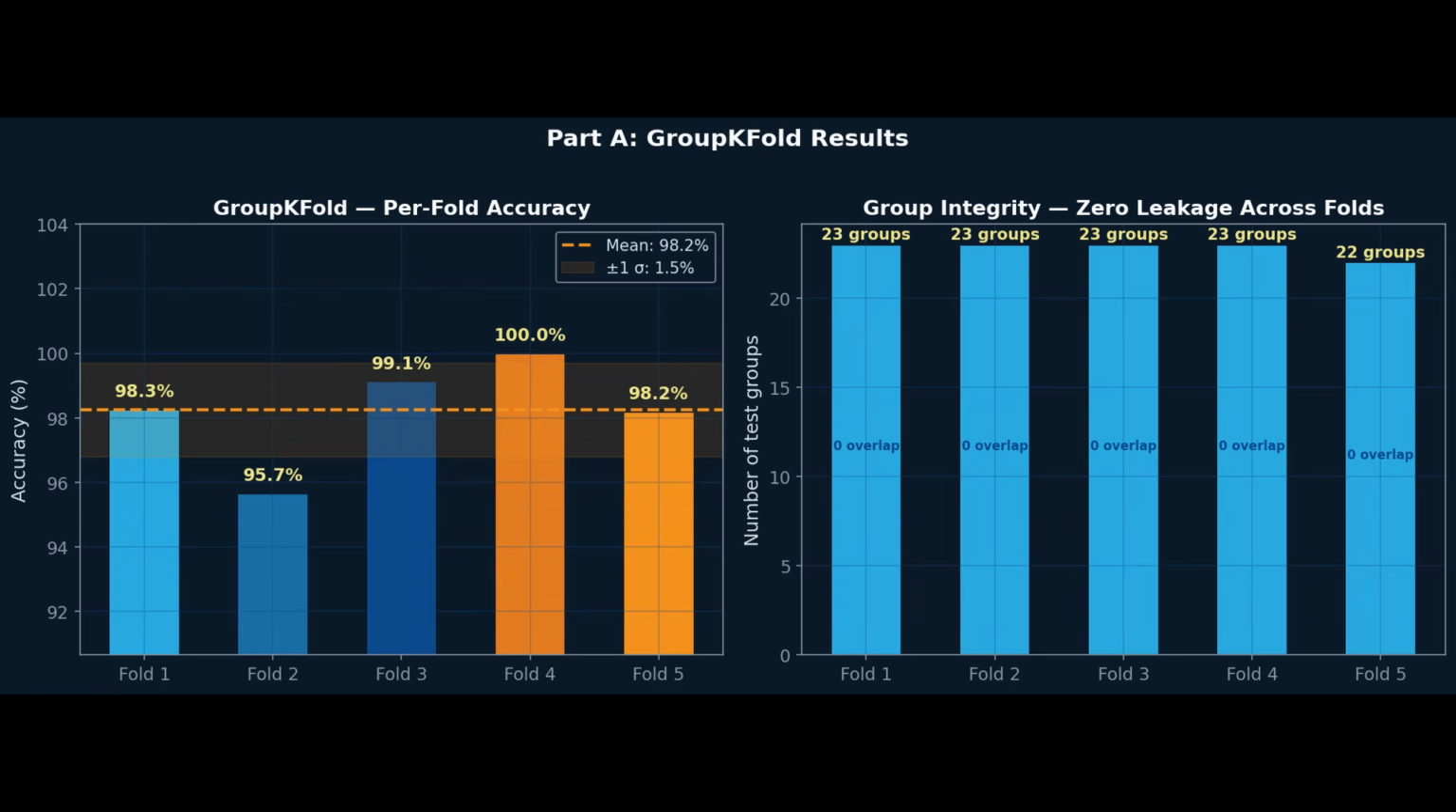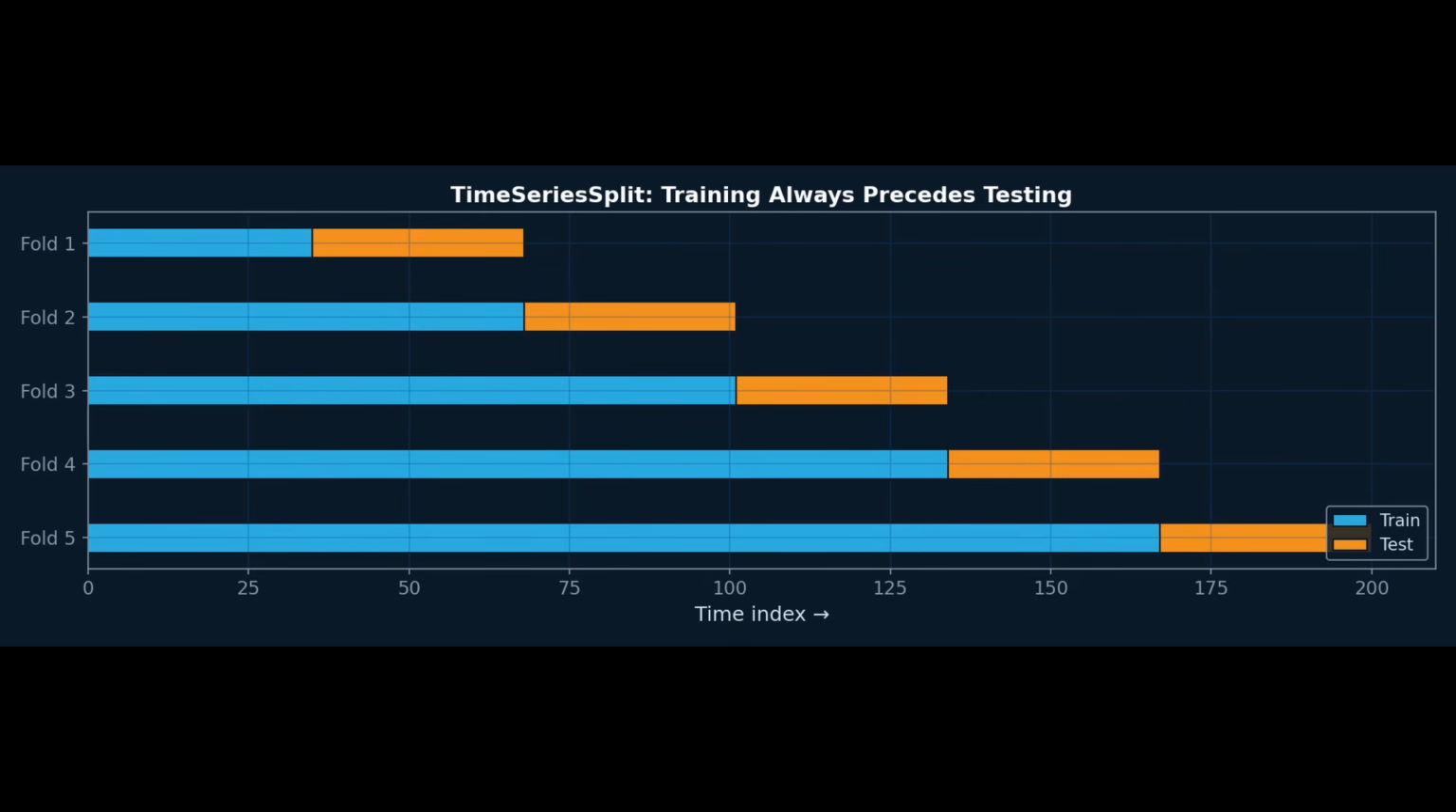First, group k-fold. Notice how the group integrity check confirms zero overlap between folds. And time series split. Each fold's training window grows and testing always comes after, exactly how it should be.